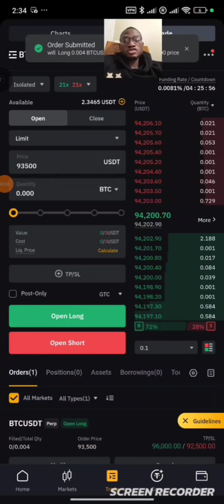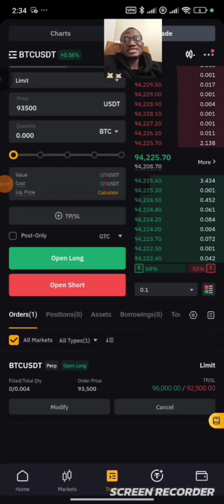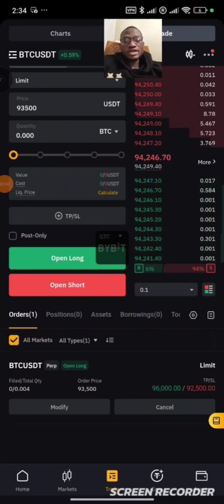If you check the order part, you can see that my order is pending. The order price is 93.5. So once the market gets to 93.5, it's going to activate the trade for me, even though you are not there. So I can cancel it now.